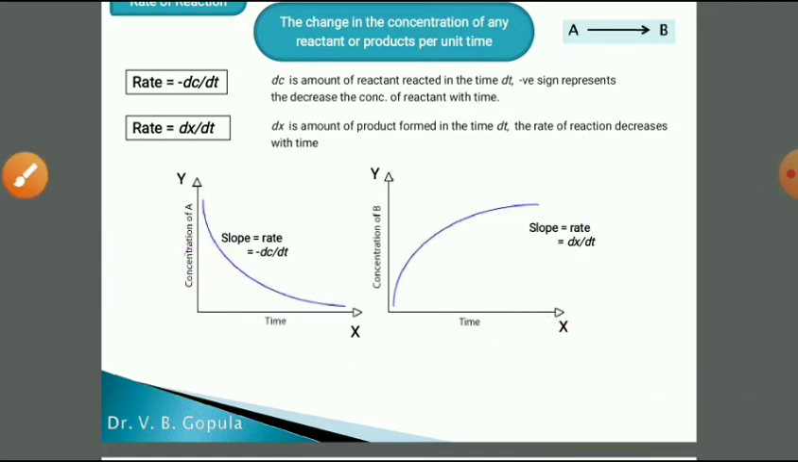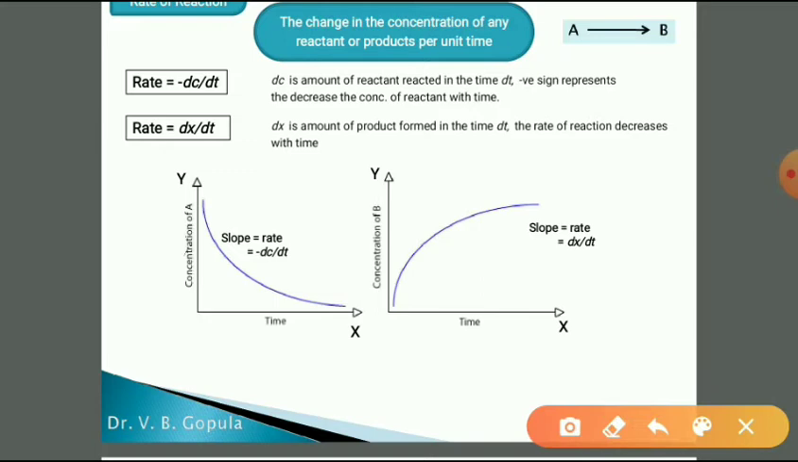Again in the second graph, if you take any two points on the graph and plot them on the x-axis and y-axis, you will again have dy upon dx, which is nothing but dx upon dt. So this also gives the rate of the reaction, which is nothing but the slope.